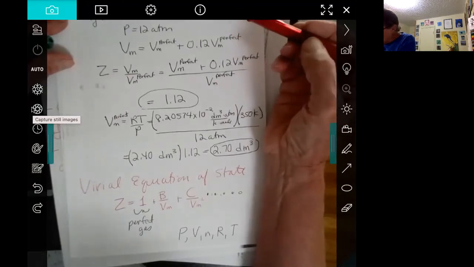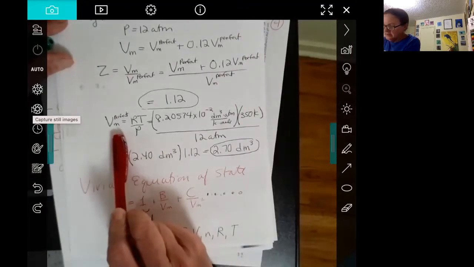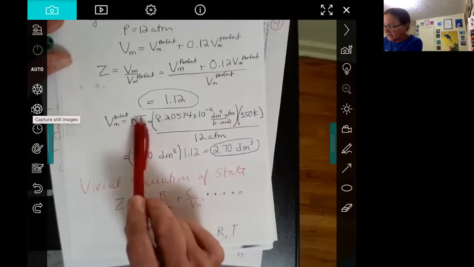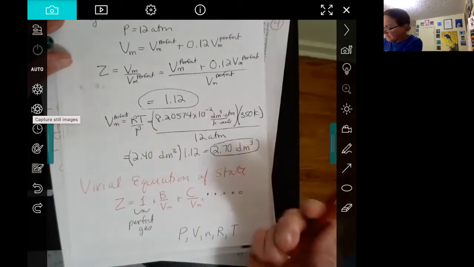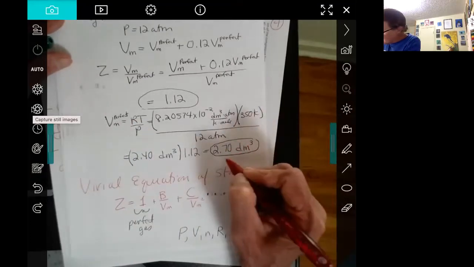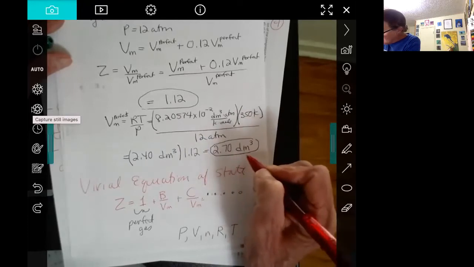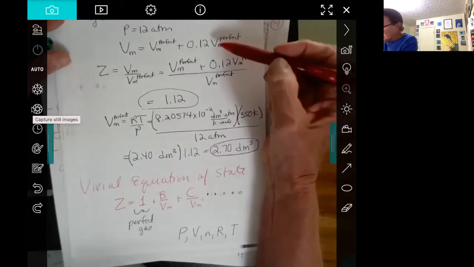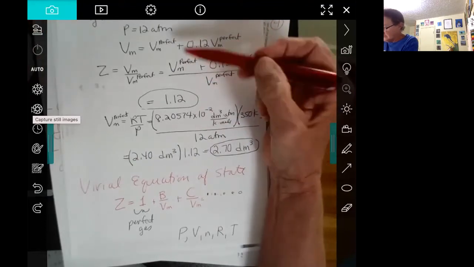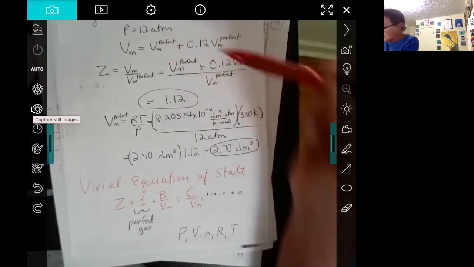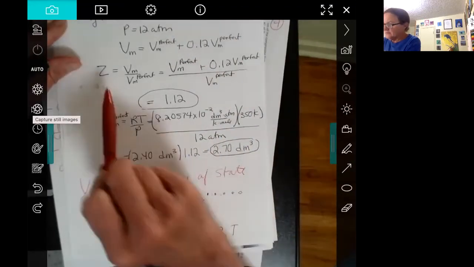What I did was I calculated the molar volume of a perfect gas under the conditions they gave me, and I got 2.7 decimeters cubed. Actually, I won't use it. It just asked me to calculate it.